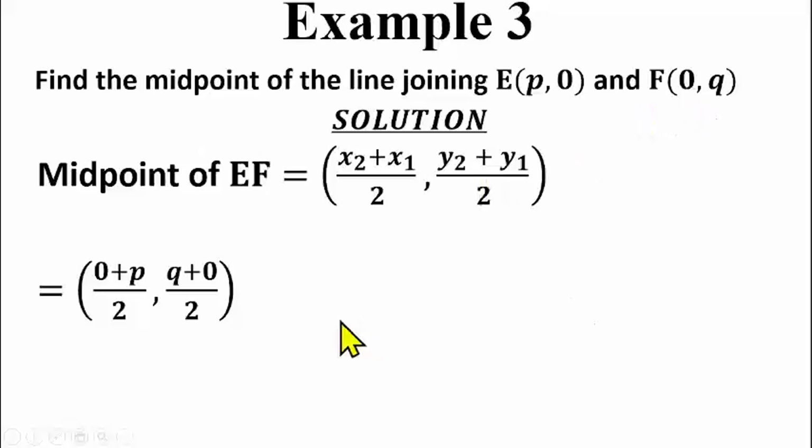Our y2 is Q, plus our y1 is 0, you have Q plus 0 over 2 also. So 0 plus P will give us P over 2. Then Q plus 0 gives us Q, also over 2. So 2 cannot go in P, 2 cannot go in Q, so you can't divide this. So the midpoint of point E and F is going to be P over 2, comma, Q over 2 as well. So this is the midpoint of point E and point F.